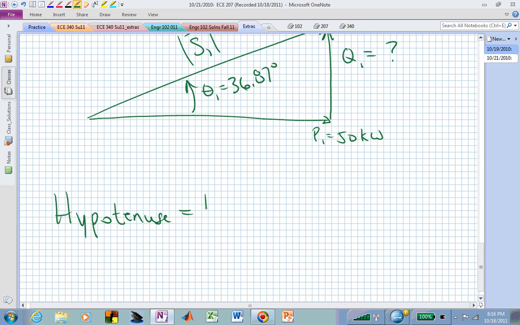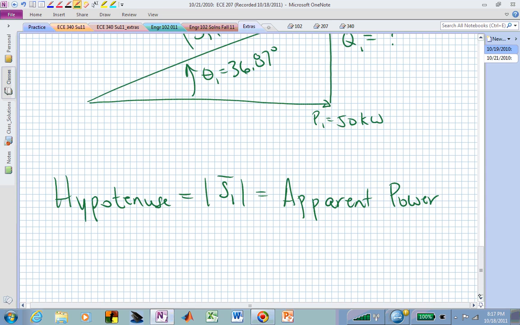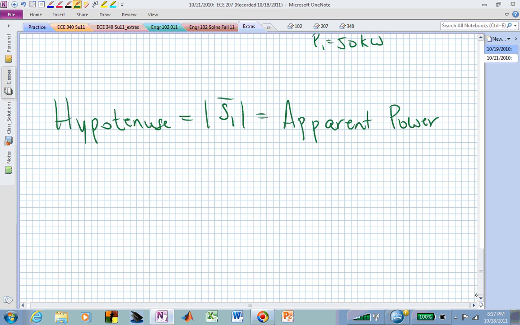We have the hypotenuse as what's called the apparent power, or the product of the voltage and current in RMS units. We know our expression. The average power is the apparent power times the cosine of theta 1, or times the power factor of load 1.